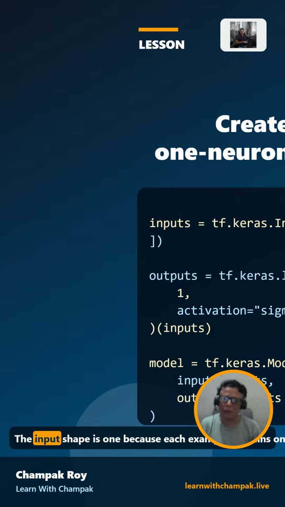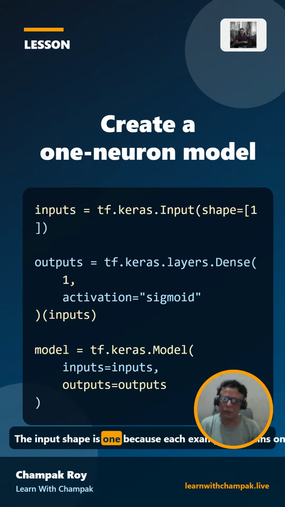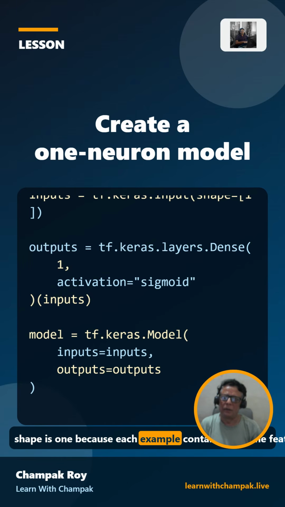The input shape is 1 because each example contains only one feature, marks. The layer has one neuron because we need one output. Sigmoid keeps the output between 0 and 1.